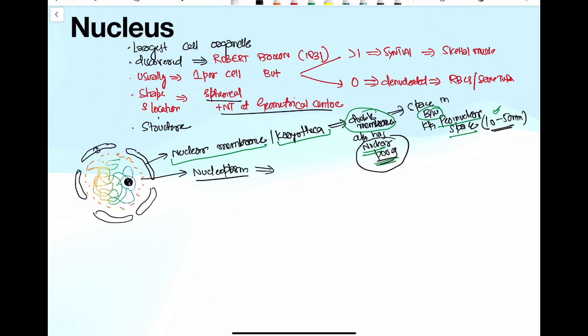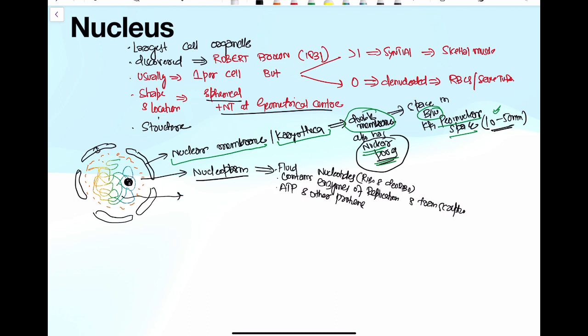Nucleoplasm is the fluid or matrix inside this nucleus. It is the fluid which contains nucleotides, both ribonucleotides and deoxyribonucleotides. It contains the enzymes of replication and transcription. It also contains ATPs and other proteins. Okay, then we talk about this network.